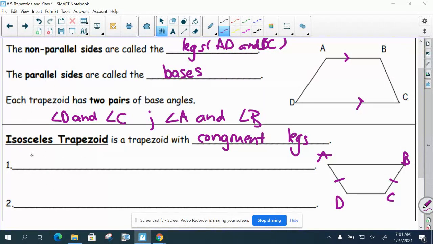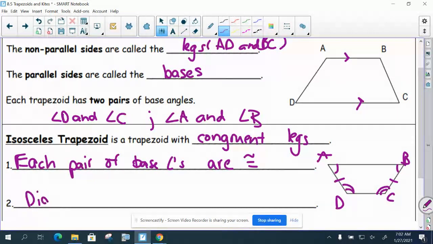One is that each pair of base angles are congruent. So A and B would be congruent, and then D and C would be congruent. And also, we have to always talk about the diagonals. The diagonals are also congruent in an isosceles trapezoid, but not necessarily in a trapezoid that's not isosceles.